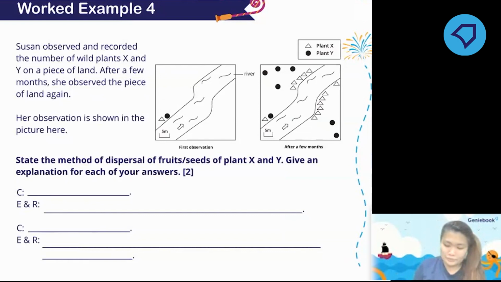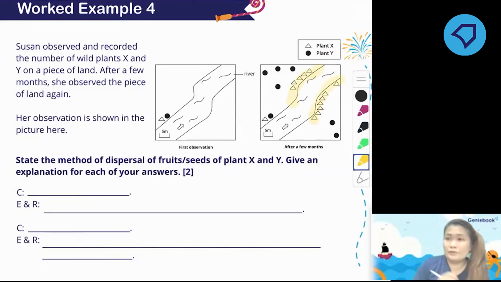A few months later, you notice that they are further down the river, going downstream, and then you have the plant Y that's randomly everywhere. So you can look at plant X first. Plant X is easier to see. Even if you don't look at the question at the bottom, you can infer a few things from the diagram. One, the triangles: you notice that they are all along the riverbank.